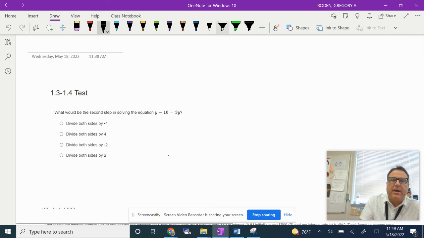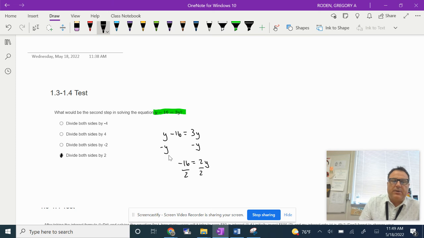So what I would write down right now is this: y minus 16 equals 3y. What would be the second step in solving this equation? Well, I have y minus 16 equals 3y. The first thing I would do is subtract y from both sides. That gives me negative 16 equals 2y. So the second step would be to divide by 2 on both sides.